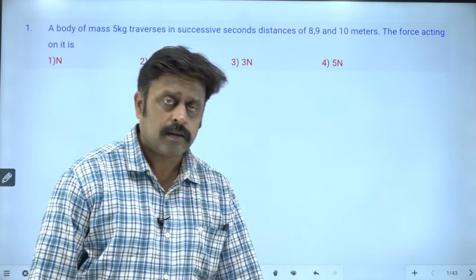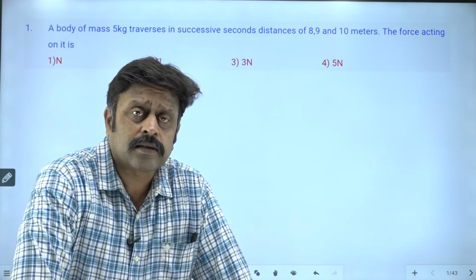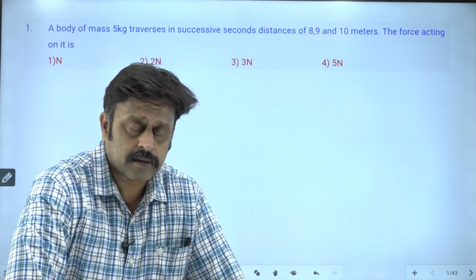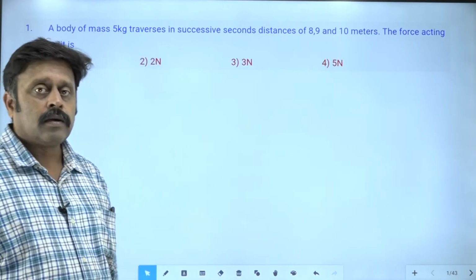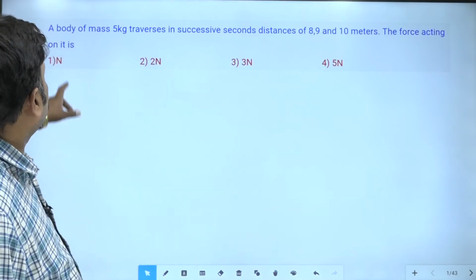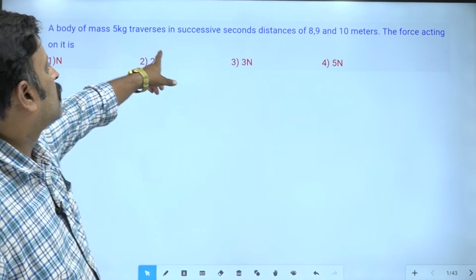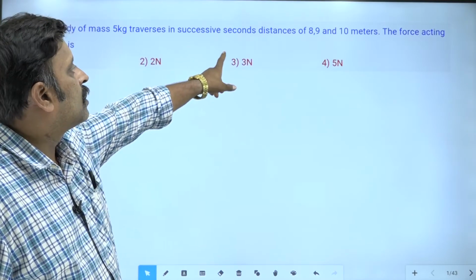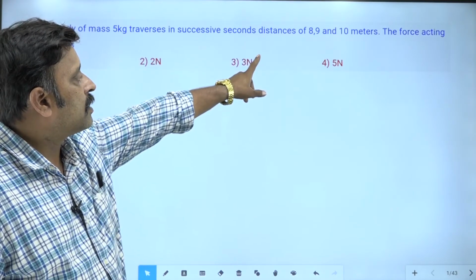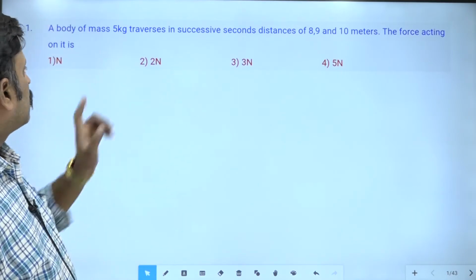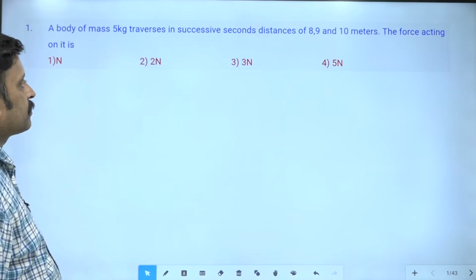Today, we are going to discuss the numericals in Newton's laws of motion. Okay, moving to the first one. See here, a body of mass 5 kg traverses in successive seconds the distances 8, 9, and 10 meters. Find the force acting on it.